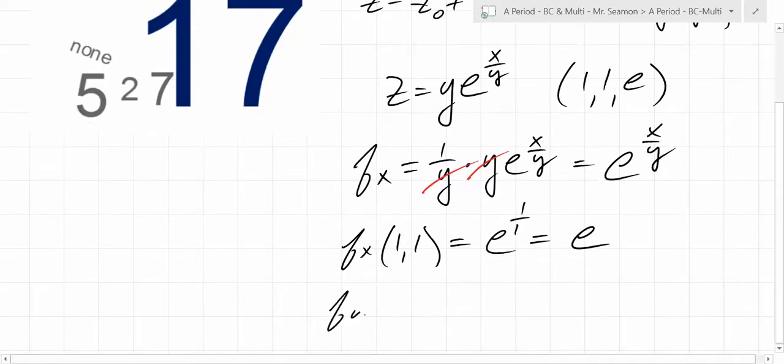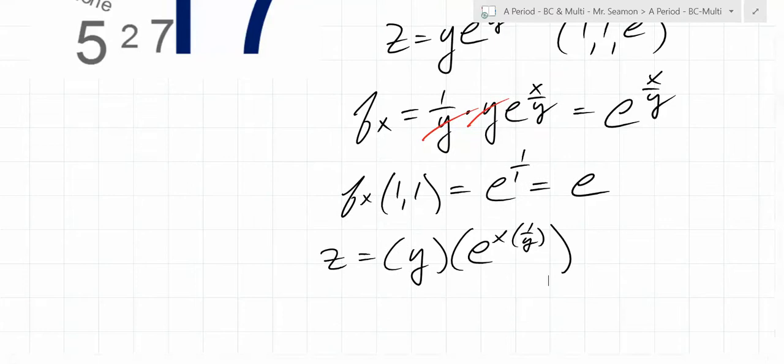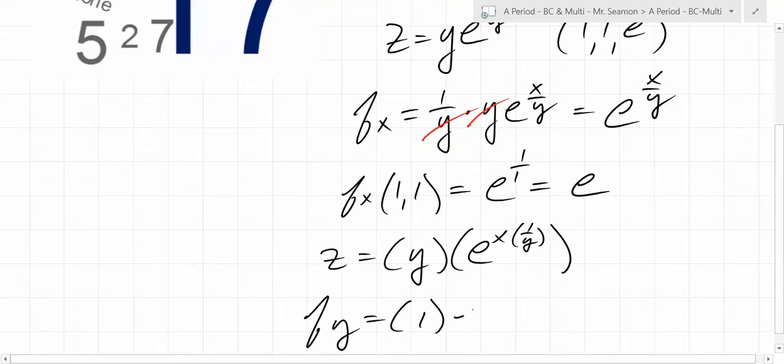So then you need fy. What's that going to be? Well, this is a little different because what do you have to use? Product rule, and you have to use the chain rule because it's going to be inverted. So just to write it out, if you want to see it, z is equal to y times, careful, e to the x times 1 over y. That might help you see it a little better if you're going to do the product rule on this. So what's fy going to be? The derivative of the first times the second plus the first times the derivative of the second. What's the derivative of the second going to be? x, because that's the derivative of the top.